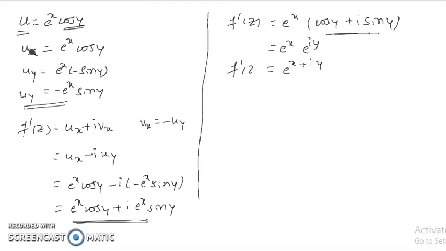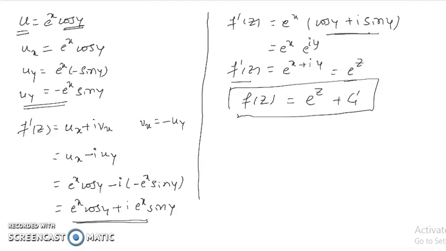So that is f dash of z. And x plus iy is nothing but z, so we get e to the power z. So f dash of z is equal to e to the power z. If I integrate this, the integration of e to the power z is e to the power z only, plus the integral constant c. This is one way we can solve.